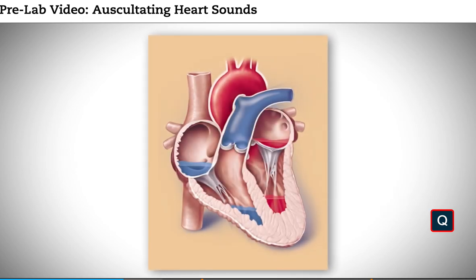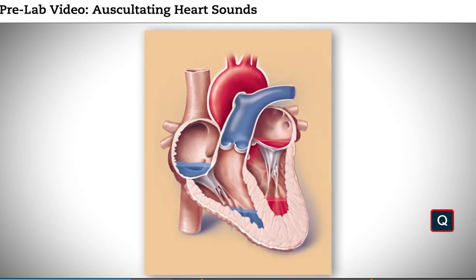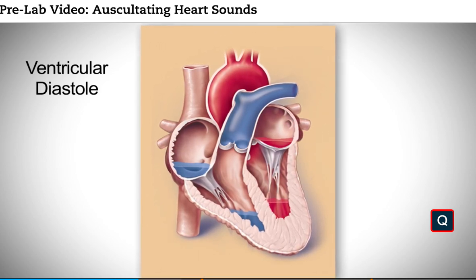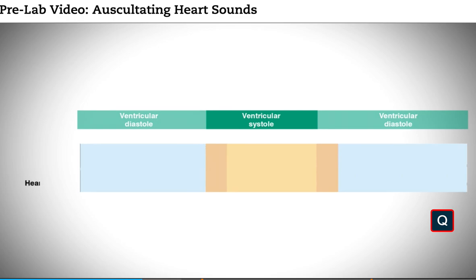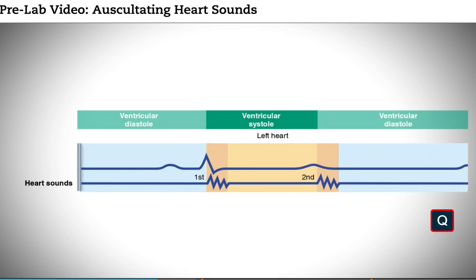Recall that during the cardiac cycle, the closure of the semilunar valves signals the beginning of ventricular diastole, relaxation of the ventricles. The first heart sound occurs at the beginning of systole, and the second heart sound occurs at the end of systole. The pause that we hear in between each heartbeat is the heart relaxing. The next heart sound is heard after the pause.